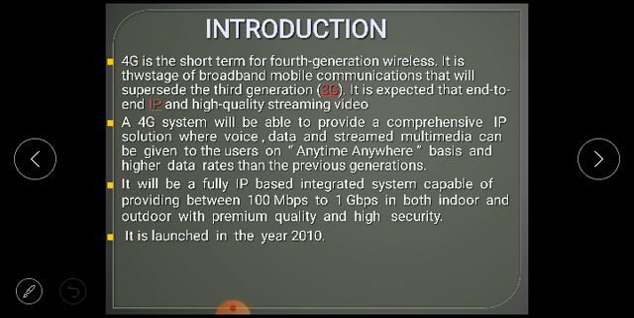So with a higher data rate, right? When compared to 3G, the data rate will be very high, right? The data rate is very high when compared to the previous generations. Next, the speed, that is the data rate of the 4G network, is 100 Mbps to 1 Gbps, right? It is capable of providing between 100 Mbps and 1 Gbps in both indoor and outdoor, with premium quality, that is extraordinary quality, and high security, right?